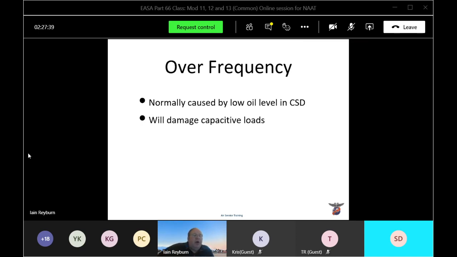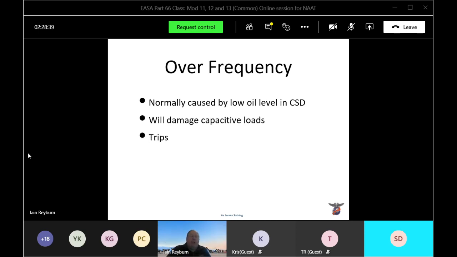The one thing we've got to remember is over frequency. We now know what causes it. You now need to know what will happen if the frequency of my generator's output goes too high. It will damage capacitive loads. Why? If you can remember, go back to module 3: capacitors like higher frequencies. The higher the frequency, the more current that can flow in a capacitive circuit. If I put lots of current in, I'll end up burning things out. So over frequency, what causes it? Low oil level in a constant speed drive unit. What will over frequency do? It will damage systems or loads that are mainly capacitive.